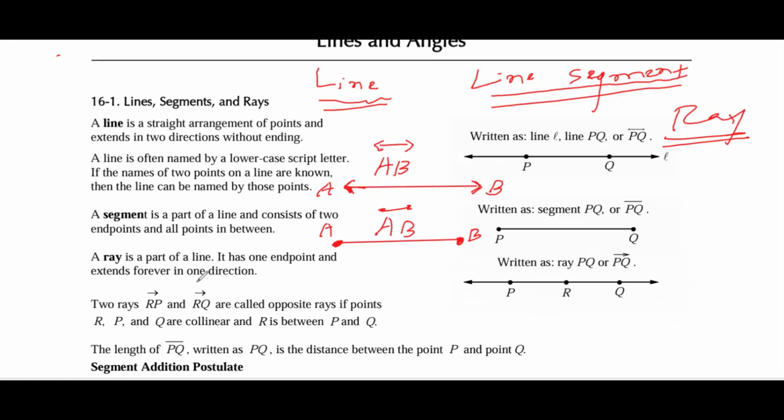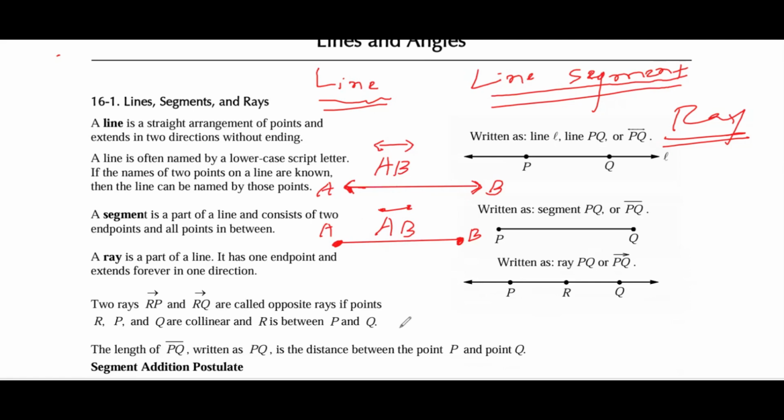Yes, the dot on both sides. When the arrow is on both sides, then this shows the line. When the dot is on both sides, then this shows a line segment. And the last one, we have a ray.